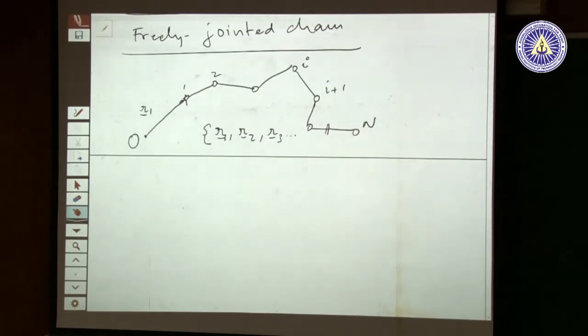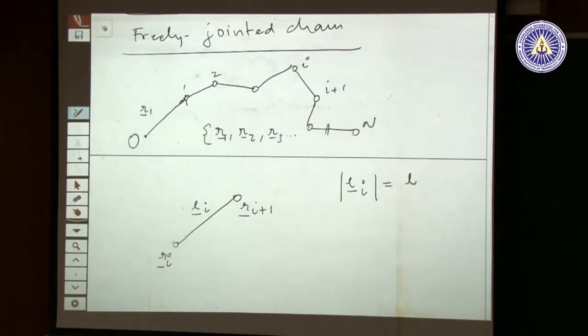Now I also want to talk about, let us consider, I will draw this again, let us say this is Ri and this is Ri plus 1. The bond vector is denoted by Li, that is the bond that connects Ri and Ri plus 1, and these have a fixed length. So, Li has its amplitude as L.